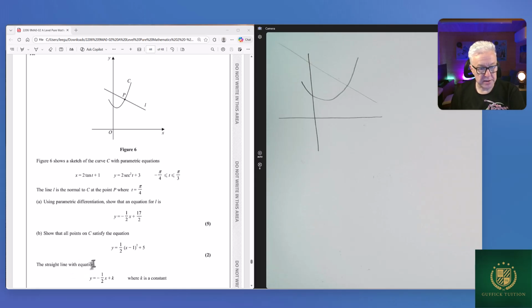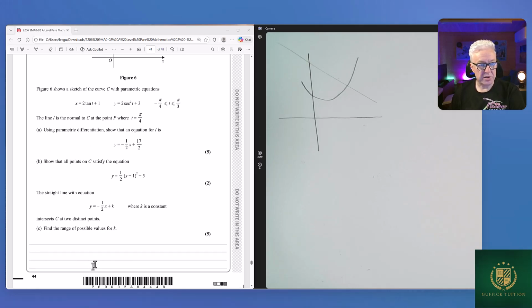So what does it say? This is going to be really important, this bit. The straight line with the equation y is equal to minus a half x add k, where k is a constant, intersects C at 2 distinct points. Find the range of possible values for k.